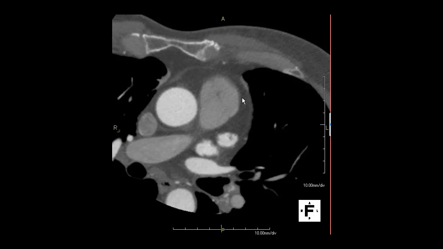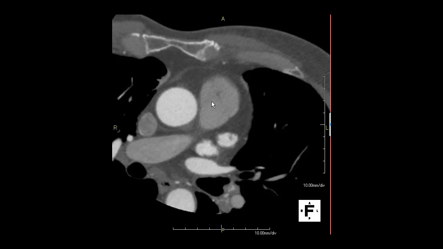This is case L3 Ct A53. The history is that of a 55-year-old man who has atypical chest pain but progressive dyspnea on effort. We start with an overall inspection of the study, beginning at the base of the heart.